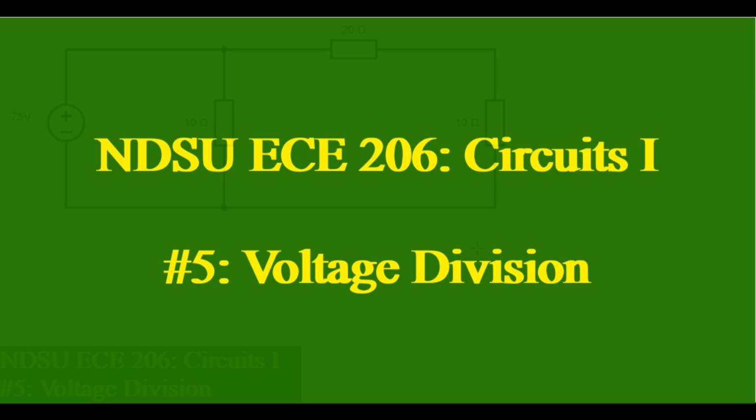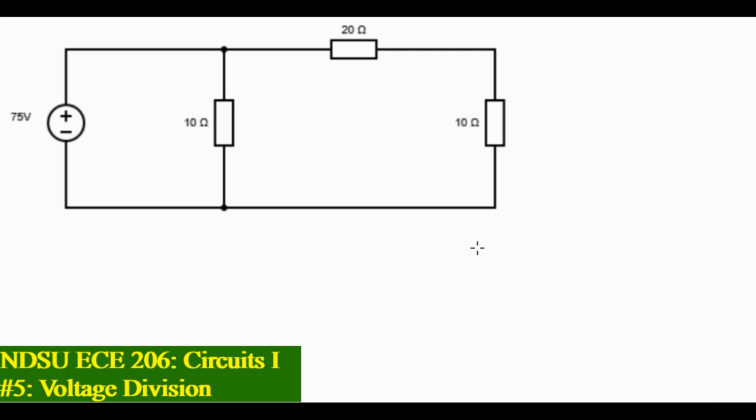In this video we are going to focus on voltage division and how we can use it as a tool to do some quick calculations in a circuit such as this. We have a voltage source of 75 volts, a 10 ohm resistor in parallel with a 20 ohm resistor in series with a 10 ohm resistor.